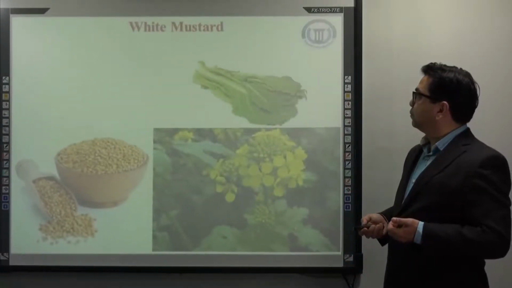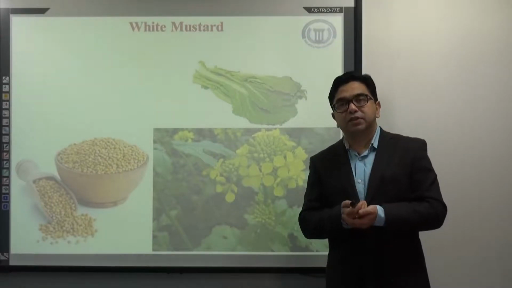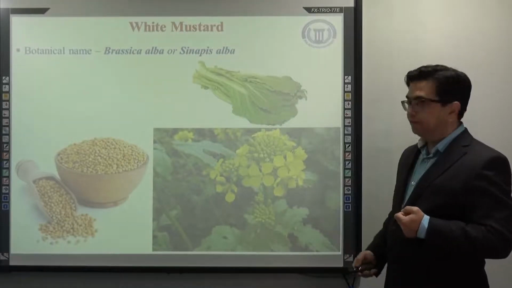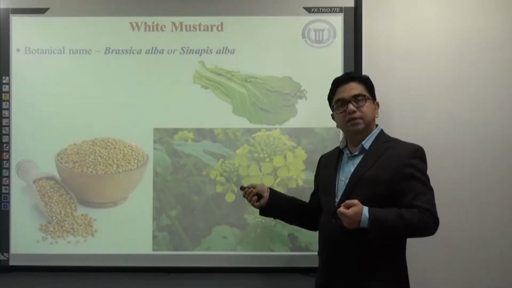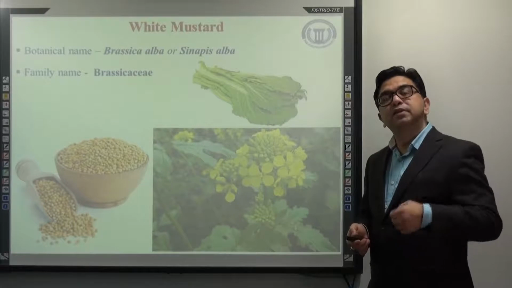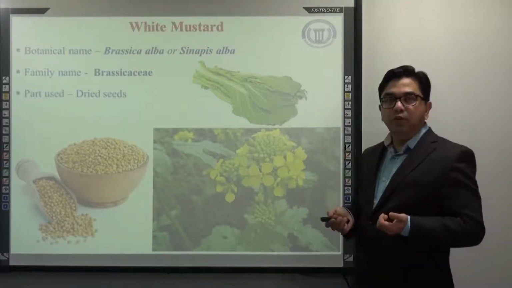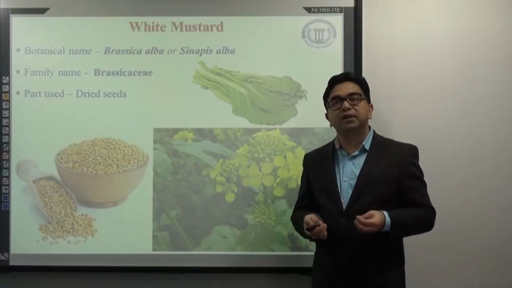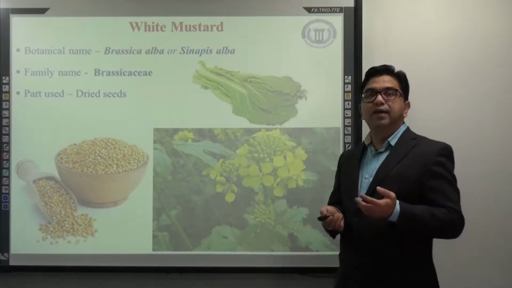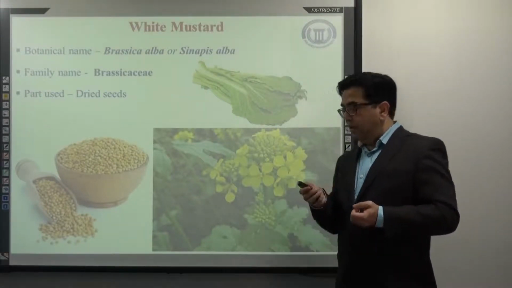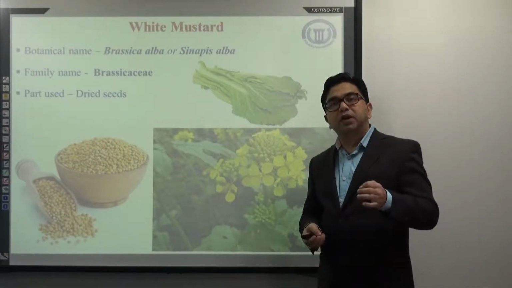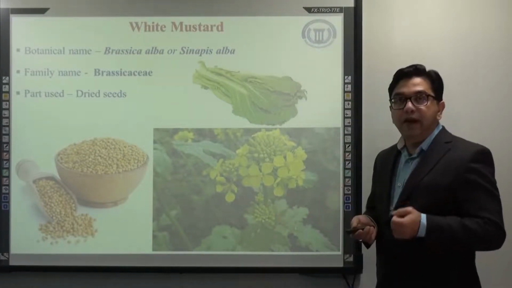Now coming to the next variety, that is white mustard seed. Here the botanical name is Brassica alba or Sinapis alba. You can look at the white mustard seed picture, how it looks like. It also belongs to the same family, that is Brassicaceae. And the medicinal used part is mainly the dried seed. Even though the leaves of this plant are also consumed as vegetable, which has some benefit, here we are mainly concentrating on the used part seed, which contains the biologically active principles.